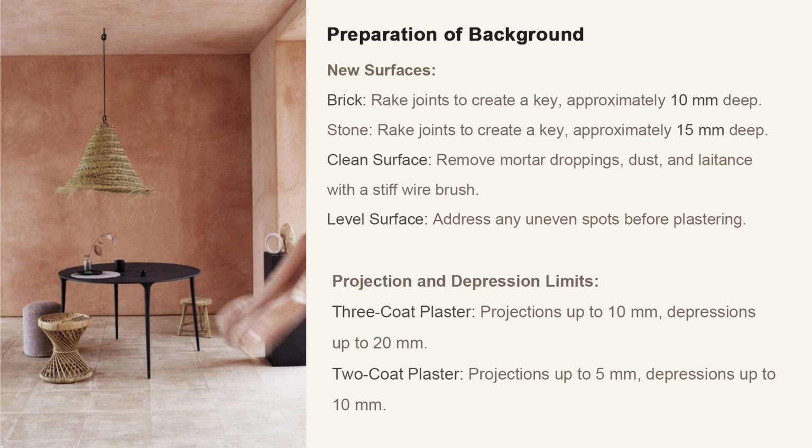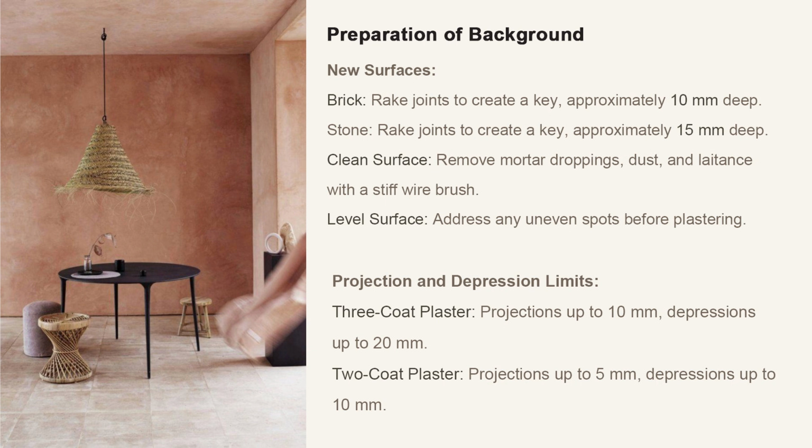Now, it is important to know how to prepare and apply those coats for a smooth finish. In the methods of plastering, first off, preparation of the background is important. For new surfaces like brick or stone masonry, joints are raked to create a key for the plaster, about 10 mm for brick and 15 mm for stone. Any mortar droppings, dust or laitance, which is simply a thin layer on fresh concrete, are cleared off with a stiff wire brush. We level out any uneven spots before applying the plaster.